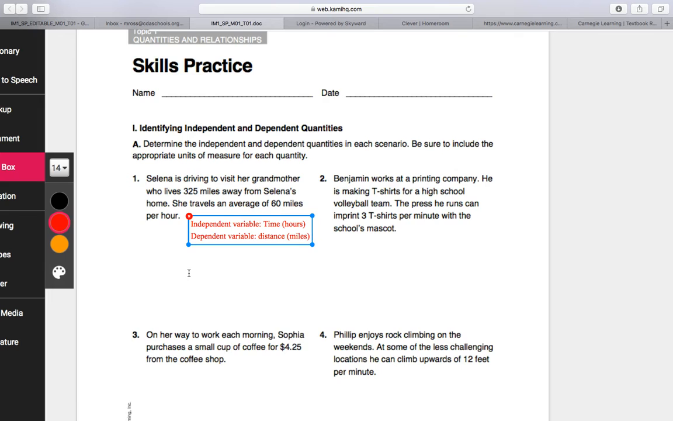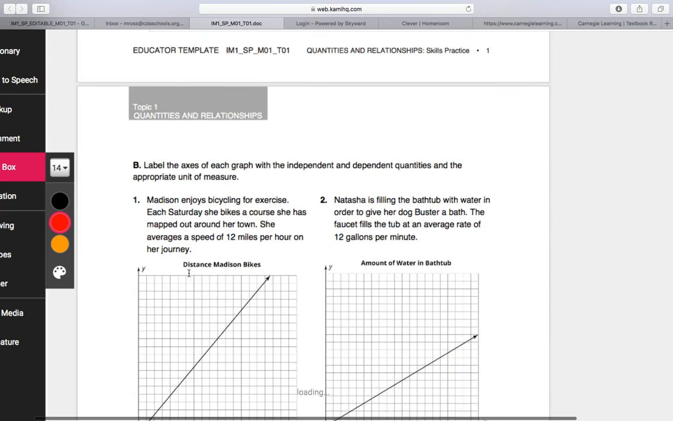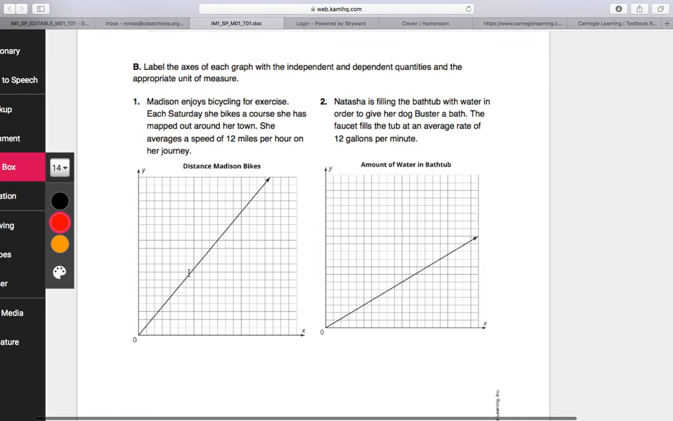So the amount of distance that she drives in miles is completely dependent on that time, okay? If you have any questions on the others, let me know, and you also have people in your classroom to help you. I'm going to drop down to the next section. This one, you're going to label the axes of each graph with the independent and dependent quantities and appropriate units of measure. And so when I say appropriate units of measure, you just want to make sure that you write down if it's hours, miles, whatever it is, okay?